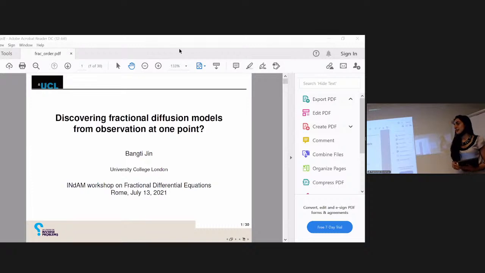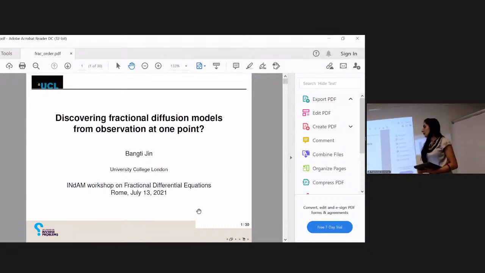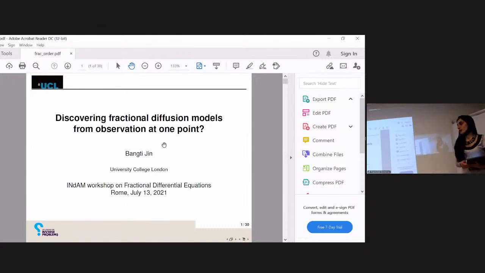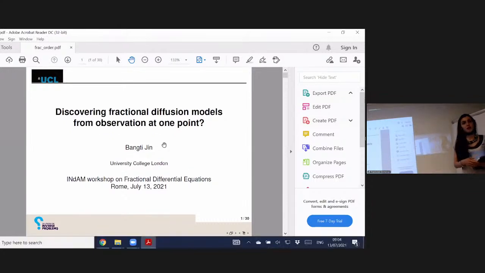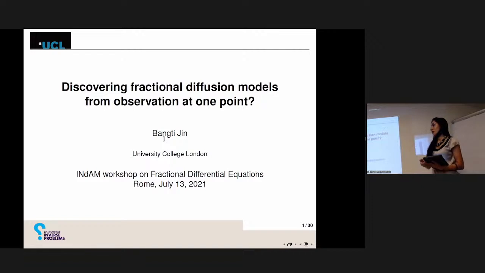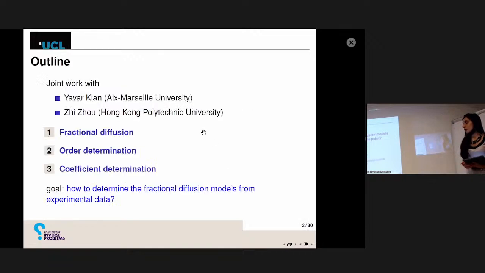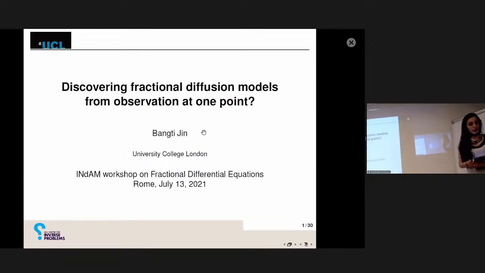...at Texas A&M University. Among other topics, he works on inverse problems, regularization, partial differential equations from many perspectives, modeling, numerical methods, and of course, on fractional differential equations. Today, he will show us how to discover fractional diffusion models from observation at one point. Please, Professor Jean.